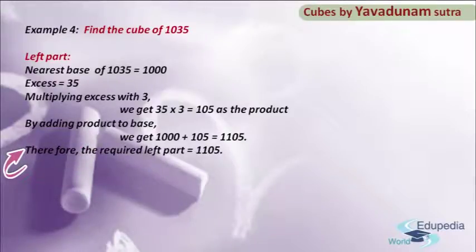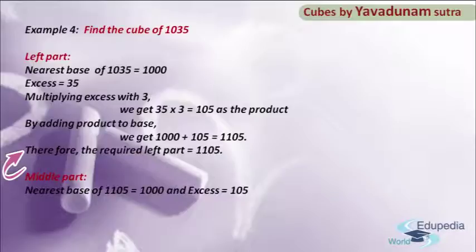After completing the left part and moving to the middle part, the first step is to take the answer that we got in the left part and find the nearest base for this answer. Here the answer is 1105 and the nearest base for this number is 1000, and the excess is found by comparing 1105 with 1000. If we compare these two numbers, we get an excess of 105, and it is taken over here.